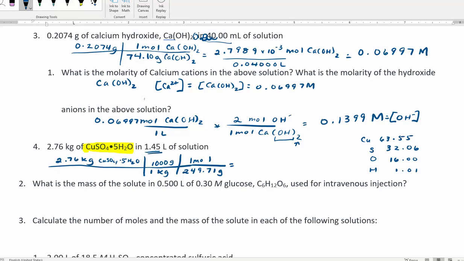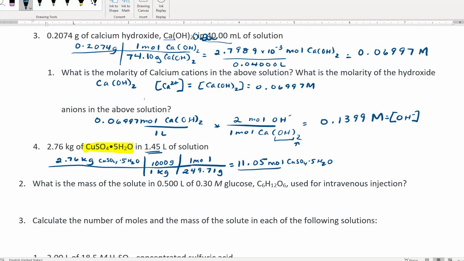Now the point is we need to find the moles so that we can calculate the molarity. So I'm going to take 2.76 kilograms, multiply it by 1,000 to get grams, and then divide that by 249.71, the molar mass. And I get 11.05, and I have one more sig fig on purpose, 11.05 moles of my copper sulfate pentahydrate. And now I can calculate the concentration. Now, do leave these numbers in your calculator and only round at the end.